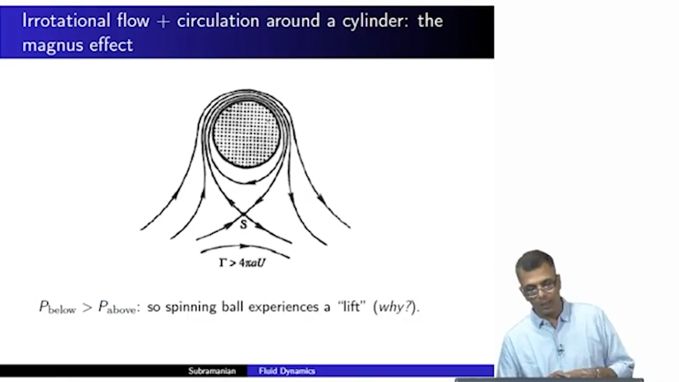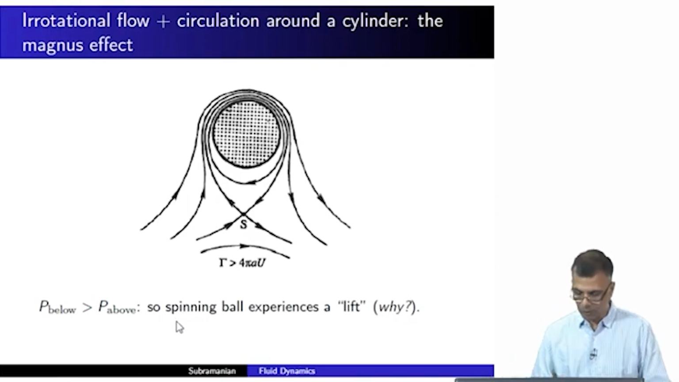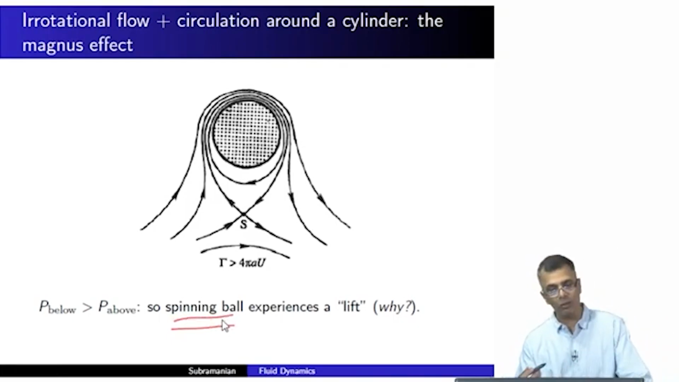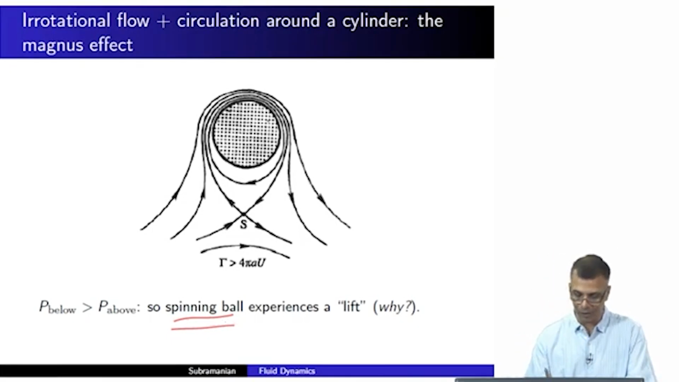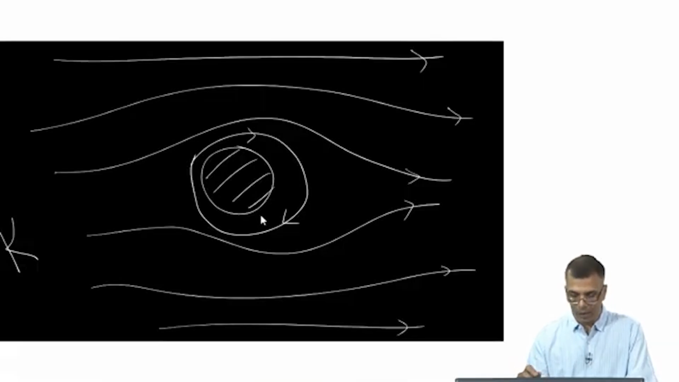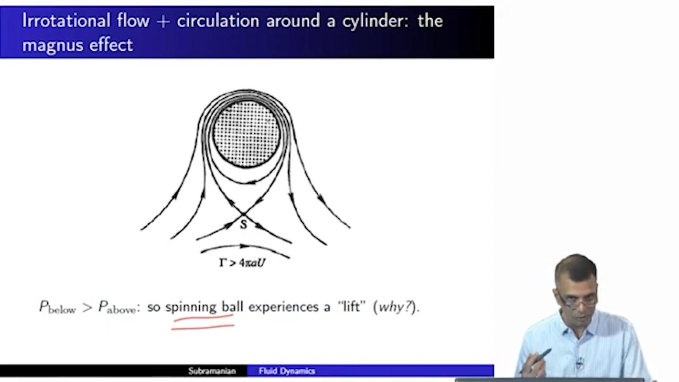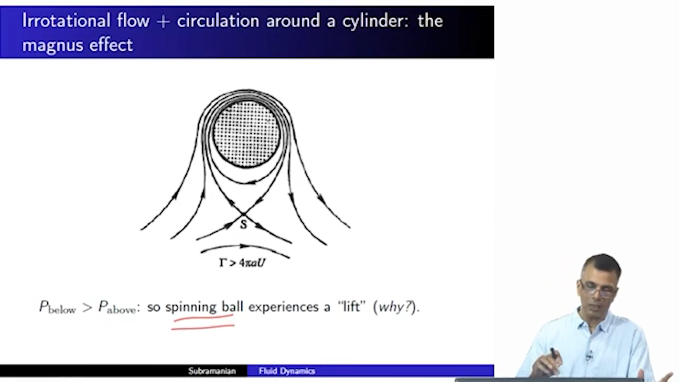So now I've mentioned the word spinning ball. This obviously has to do with the fact that I've included a circulation here, right? Now, although we are talking about an inviscid flow, right? Let's for a moment think about a real life situation where the viscosity is not negligible. So let's think about a situation where the ball is spinning in this direction, right?